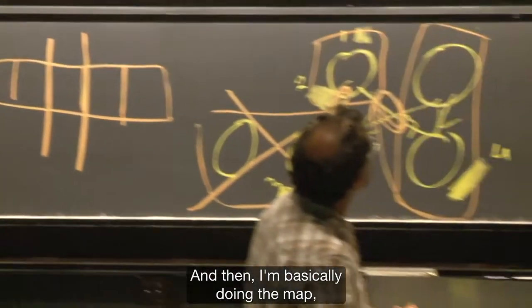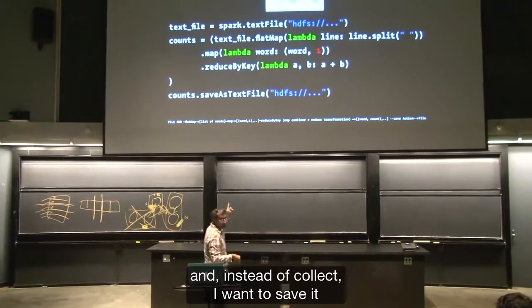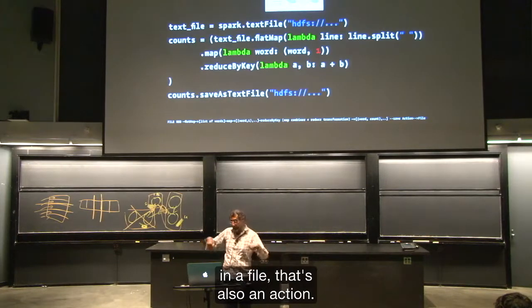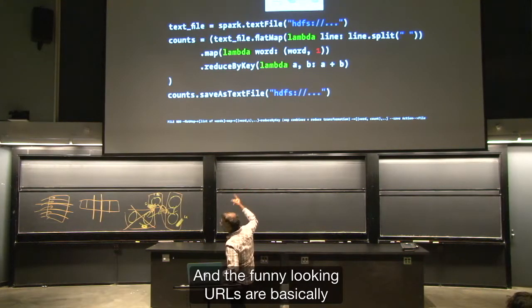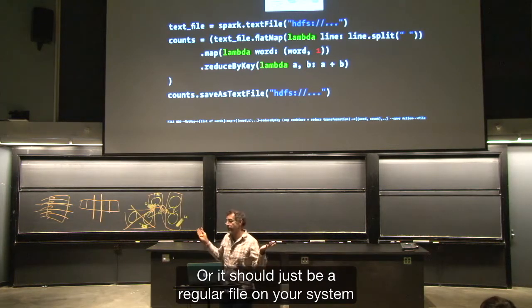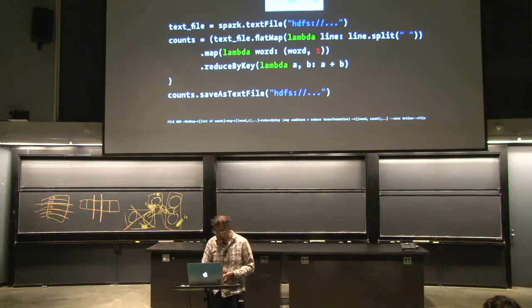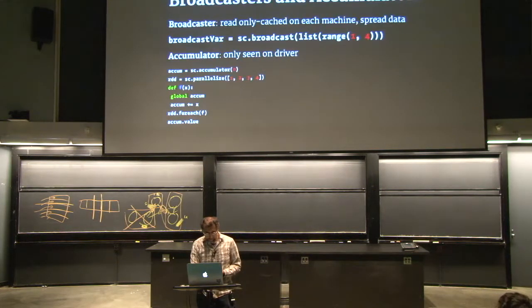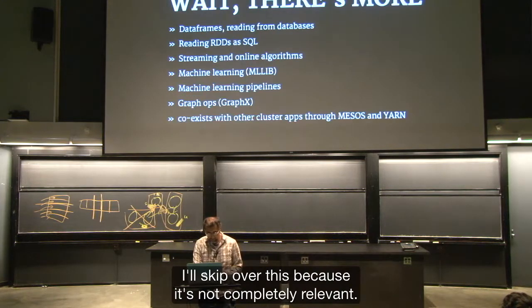And then I'm basically doing the map, and I'm doing a reduce by key. And then finally, if I want to make it back, instead of collect, I want to save it in a file. That's also an action. I can just save it in a file. And the funny-looking URLs are basically if you're using Hadoop over there. But it should just be a regular file on your system that you can use over there instead. Okay, I'll skip over this because it's not completely relevant.